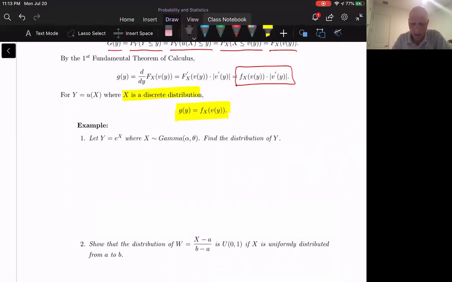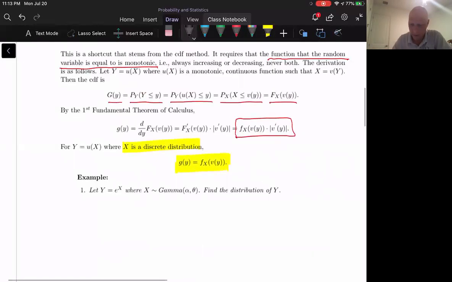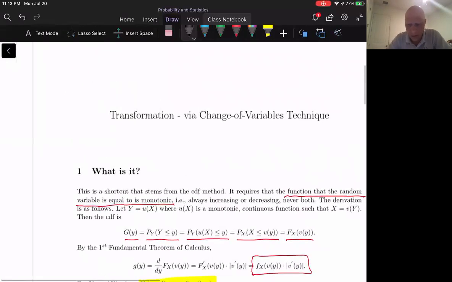Can you scroll up? What's the name of this lesson again? It's called change of variables. It's a shortcut approach to the CDF approach. Okay.